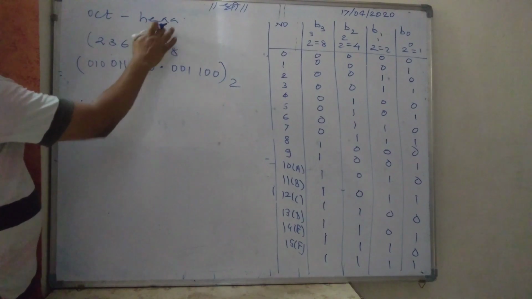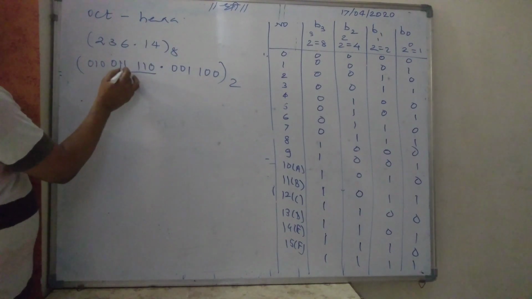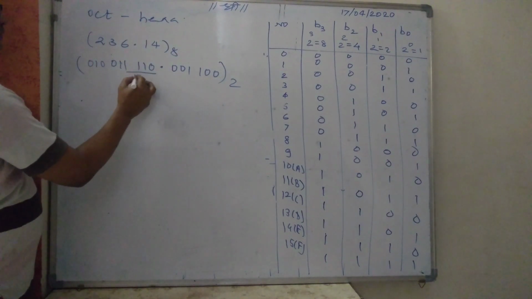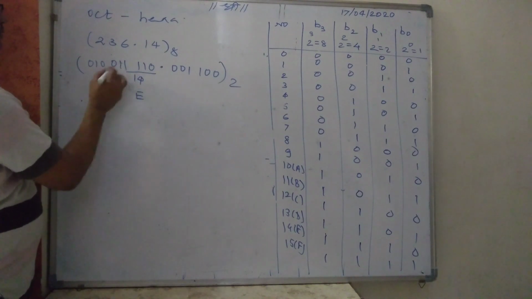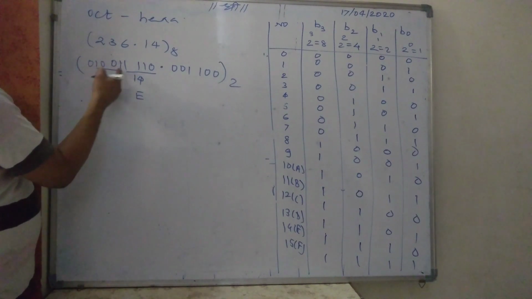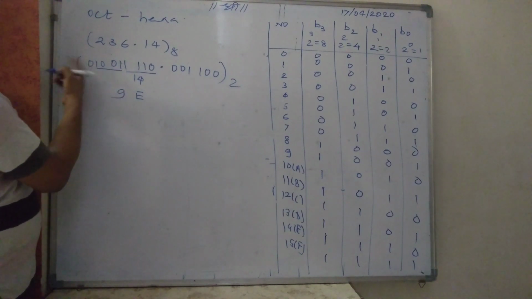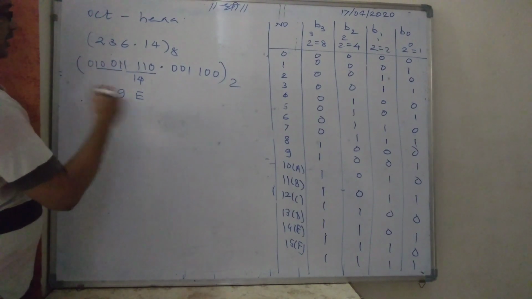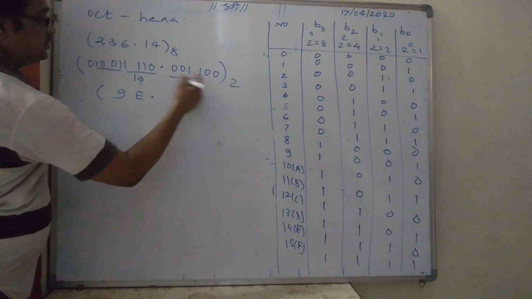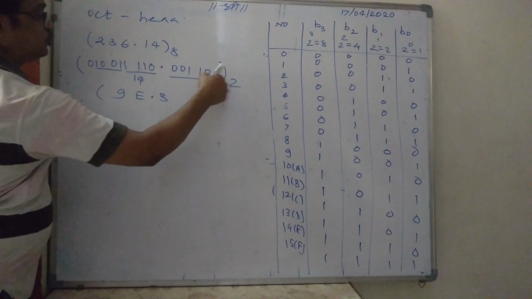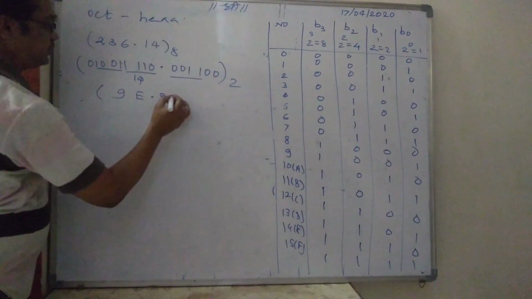Since we have to convert it into hexadecimal, form groups of 4. This is 14, which means E. This is 8 and 1, which is 9. Here we add zeros, and this is 3, and again we add zeros, so that will be 0.